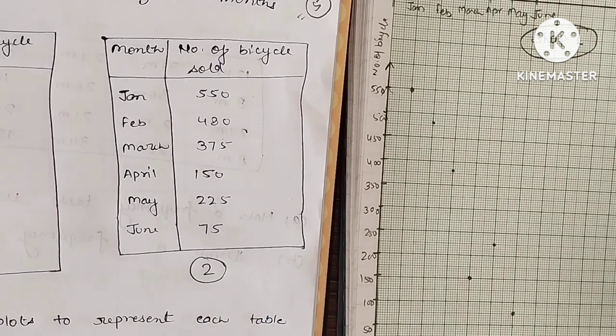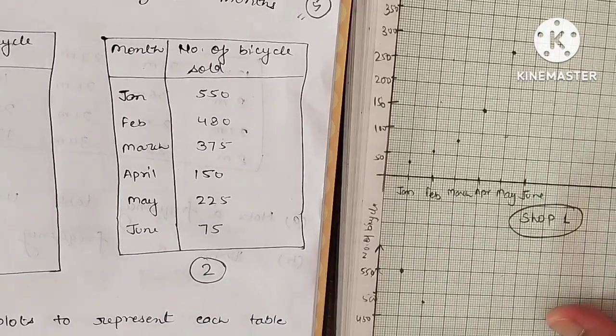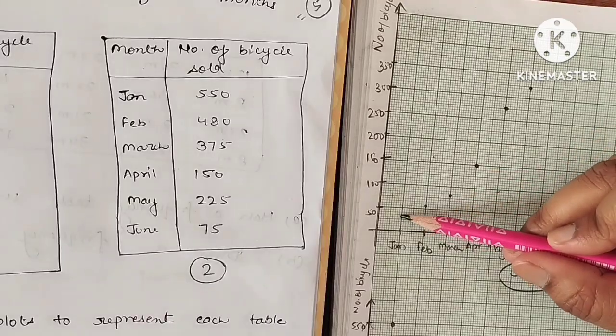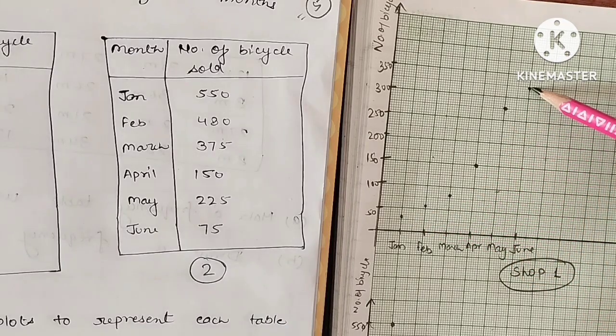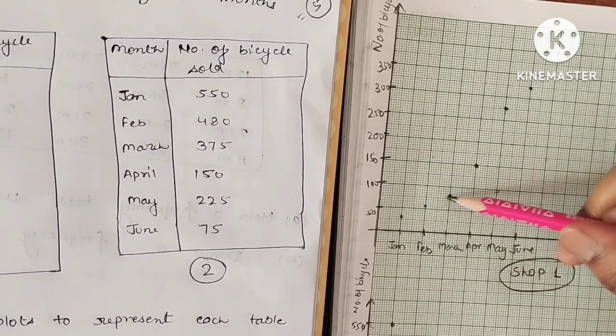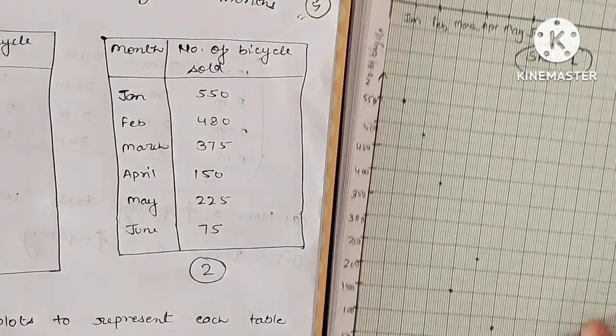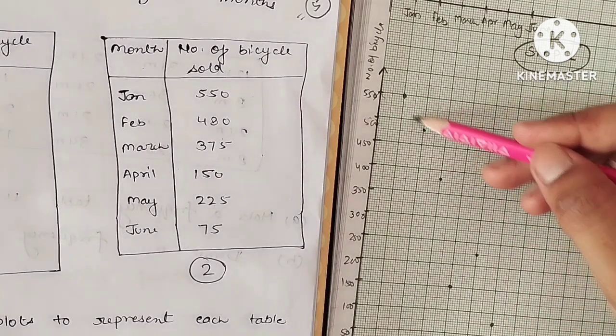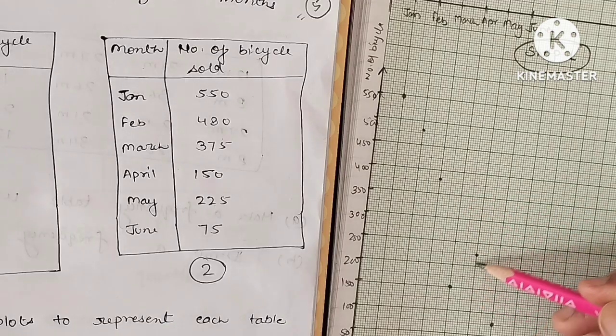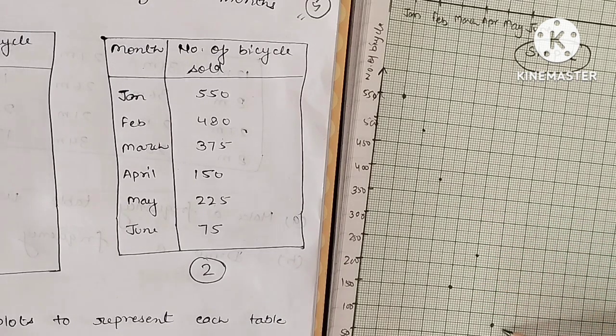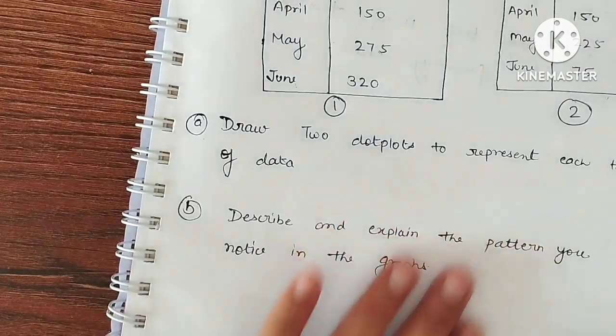Clear? So what you see in the first graph for shop 1, the graph is increasing. With every month the number of bicycles sold is increasing. But in shop 2, what you can see is it is falling, that is, it has increased, then again it fell down.